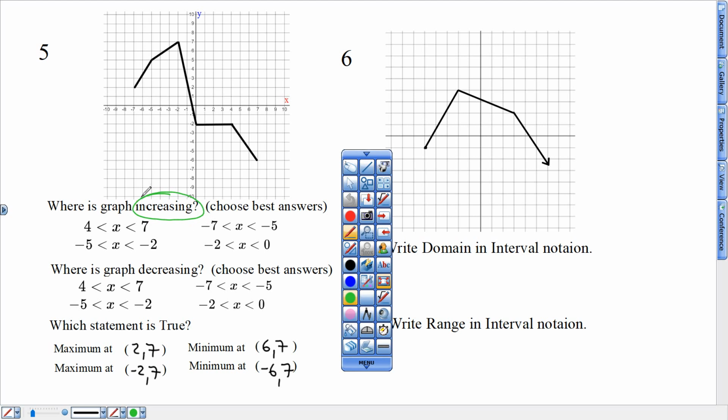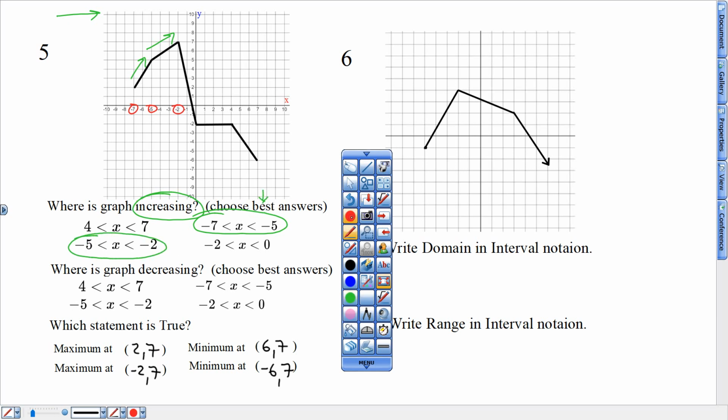All right, for this graph, I'm looking for increasing sections where it's going uphill. So I have this section going uphill, and this section going uphill from left to right. That's how I look at it. And then I use these numbers on the x-axis to describe those sections where it's going up. So that's this one right here. And then I look at those numbers on the x-axis, that -5 and that -2, and I can see that's this one right here. Again, looking for the two best answers.